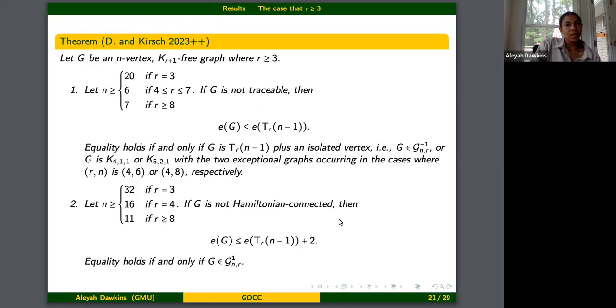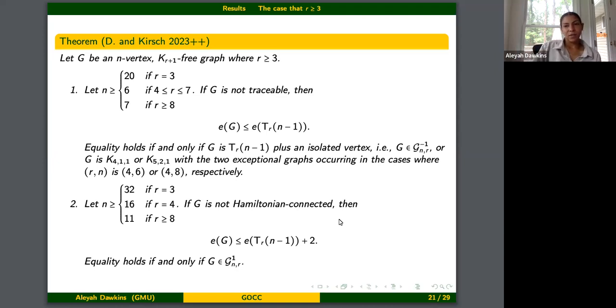Okay. So with all of that, we were able to plug in our L values into the main theorem and get these nice results here. So if G is K_{r+1}-free and not traceable, then the number of edges in G is at most the number of edges in the Turán graph on n - 1 vertices, with equality happening if and only if G is the Turán graph on n - 1 vertices plus that isolated vertex. Or we're going to have G being K_4 ∨ 1 or K_5 ∨ 2, with those exceptional cases happening when r is 4 and n is 6, or r is 4 and n is 8, respectively.